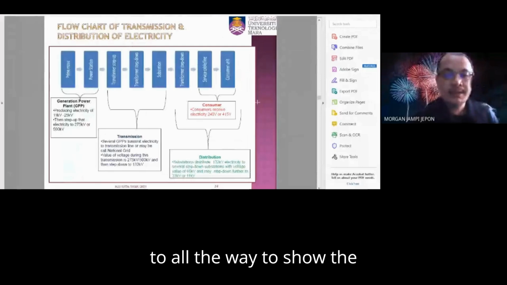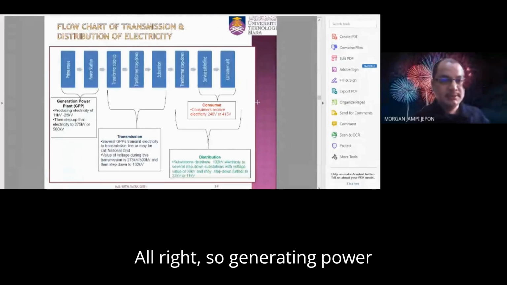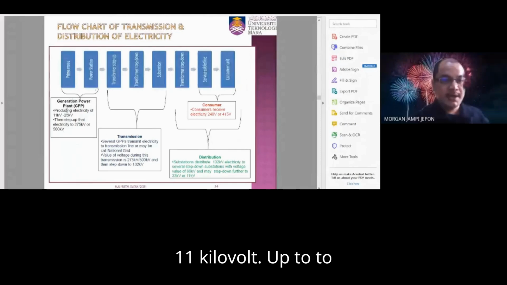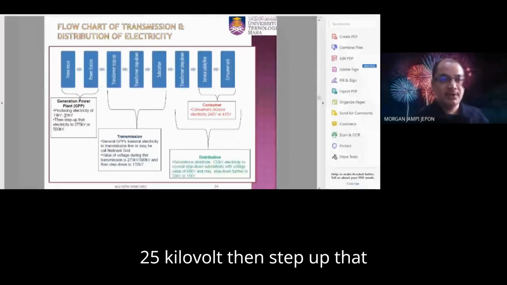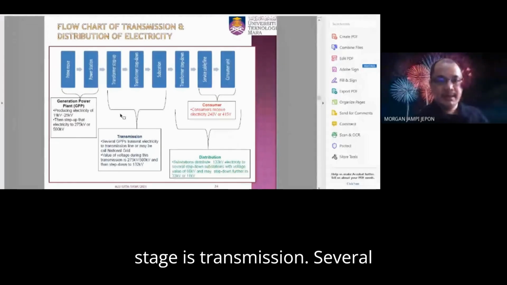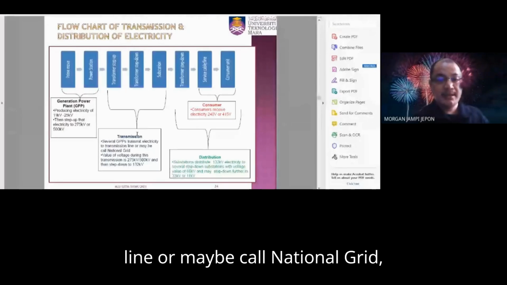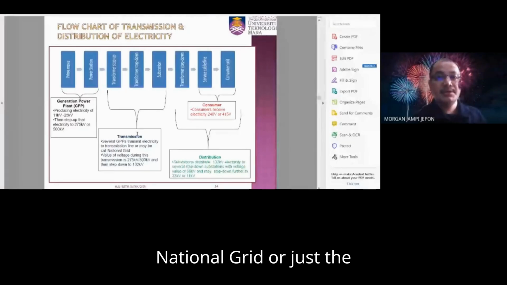Now to show the transmission and distribution of electricity, also by flow chart. The generating power plant produces electricity of 11 kilovolt to 25 kilovolt, then steps up that electricity to 275. Second stage is transmission. Several GPPs transmit electricity to the transmission line, which may be called the national grid, or just the grid too.